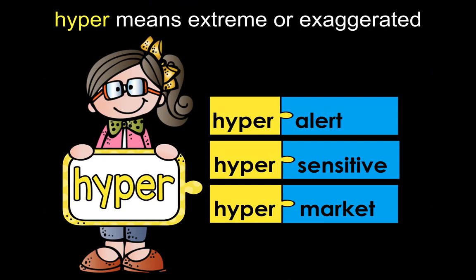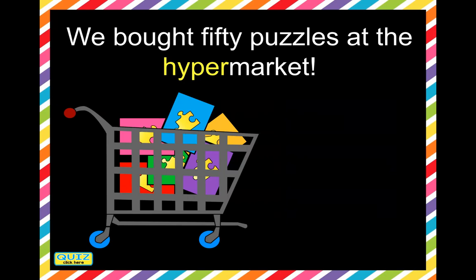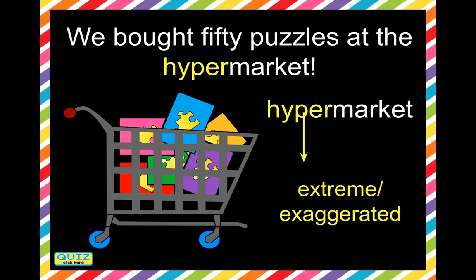Hyper means extreme or exaggerated. Let's look at the word hypersensitive. So that means someone is extremely sensitive or exaggerated about something. Being sensitive is showing a lot of emotion towards something. When you add hyper, that means they're extremely sensitive. We bought 50 puzzles at the hyper market. So they bought a whole lot of puzzles at the market. They were very extreme.